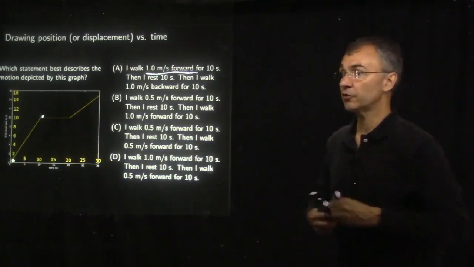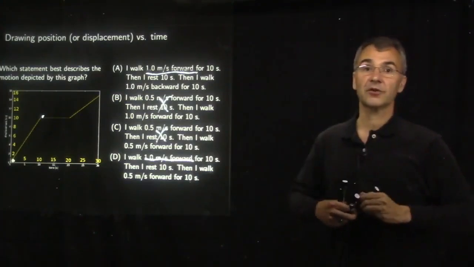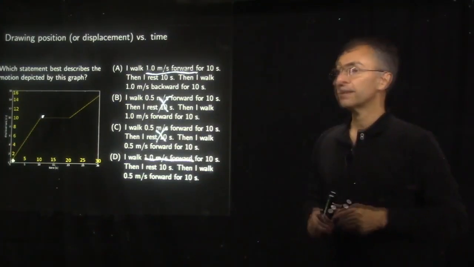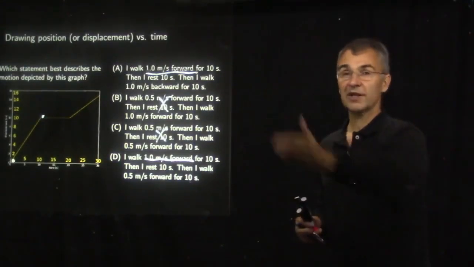So that seems to be true. That means I don't like this one, I don't like this one, but this one also could be okay. So I guess we've narrowed it down to 2 possibilities now. Then I rest 10 seconds. I guess they all say that, so that doesn't give us any information to rule out an answer here.